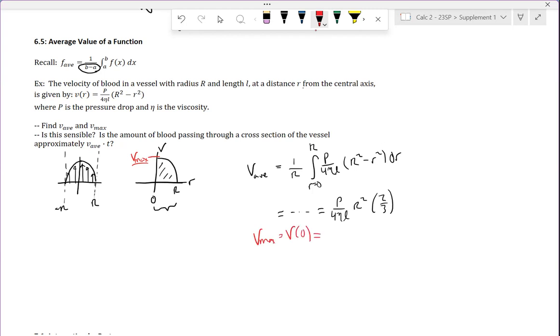We shouldn't have any trouble at all proving that with basic Calc 1 techniques. And what's V of 0? T over 4a to L r squared. So this is 2/3 V max that we get for V average.